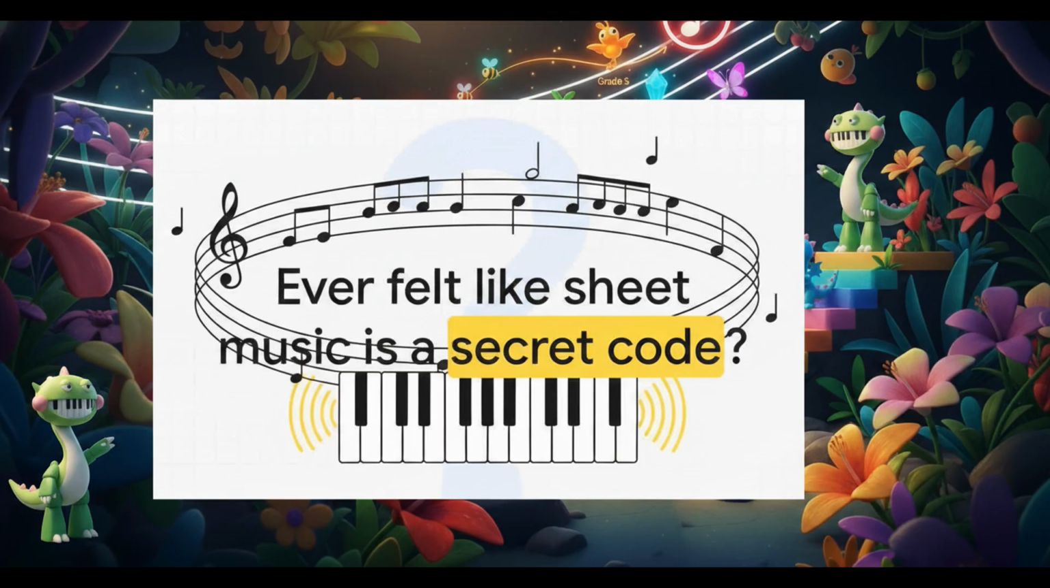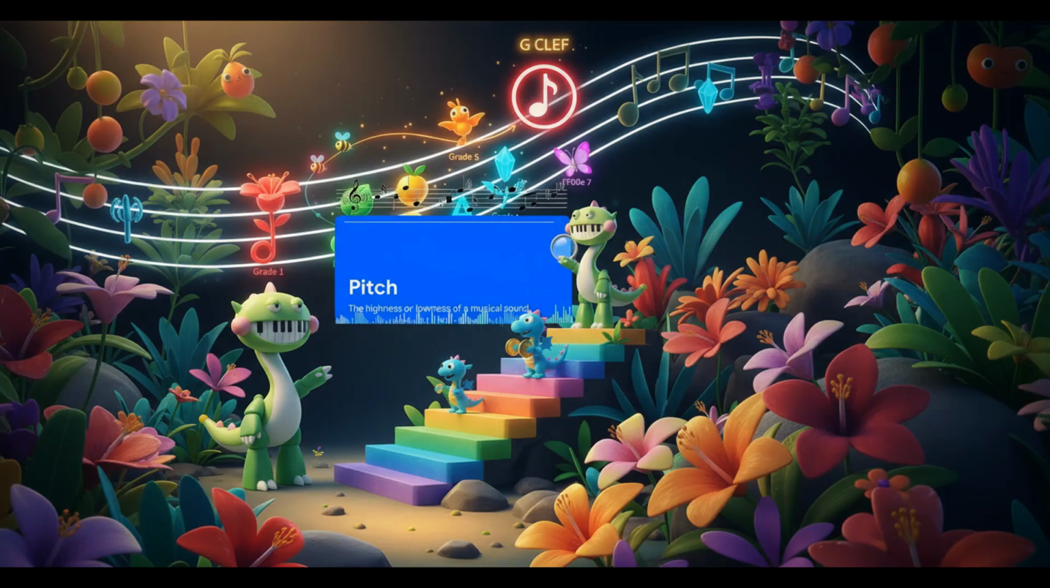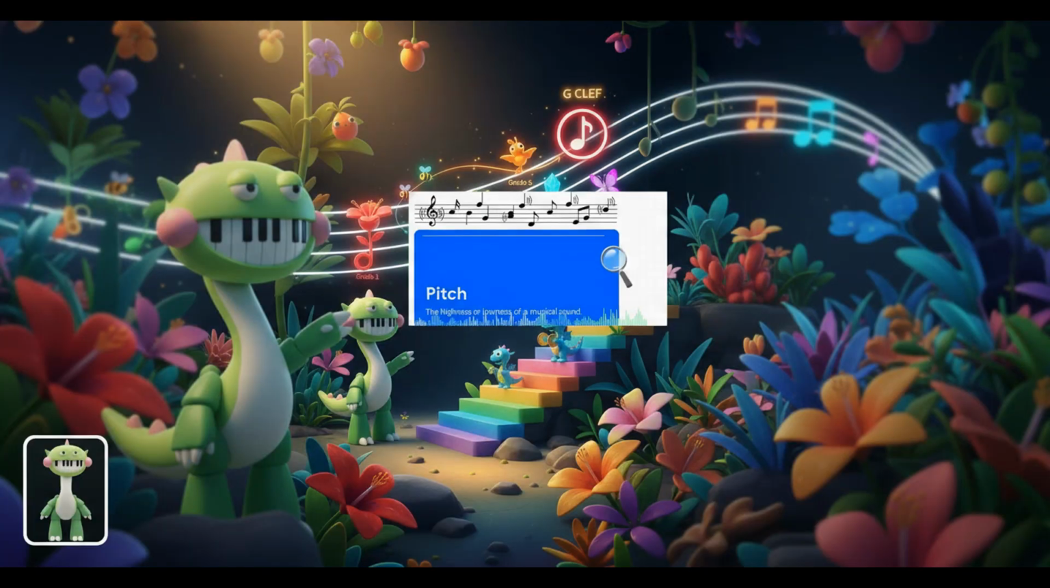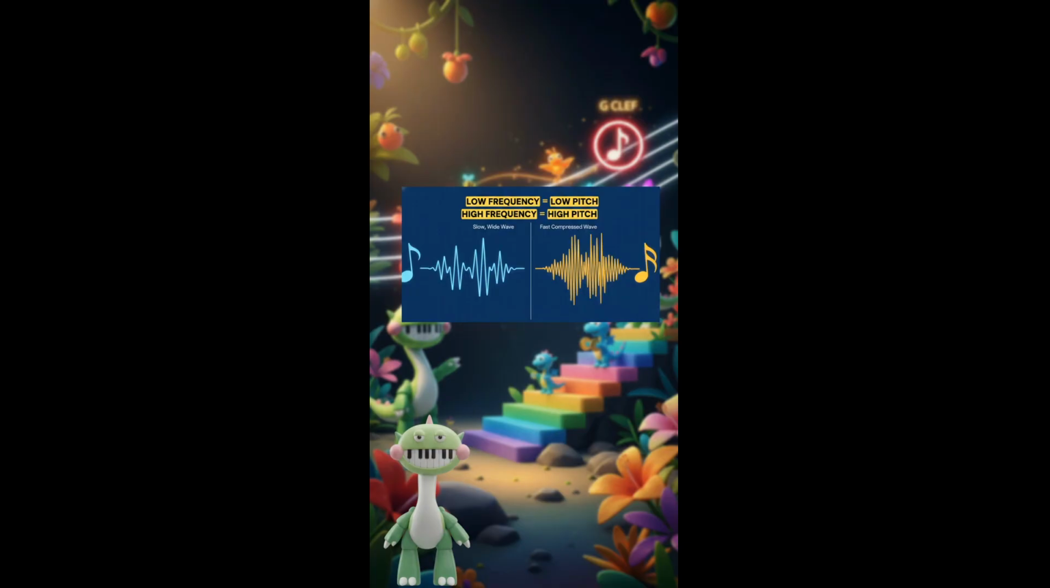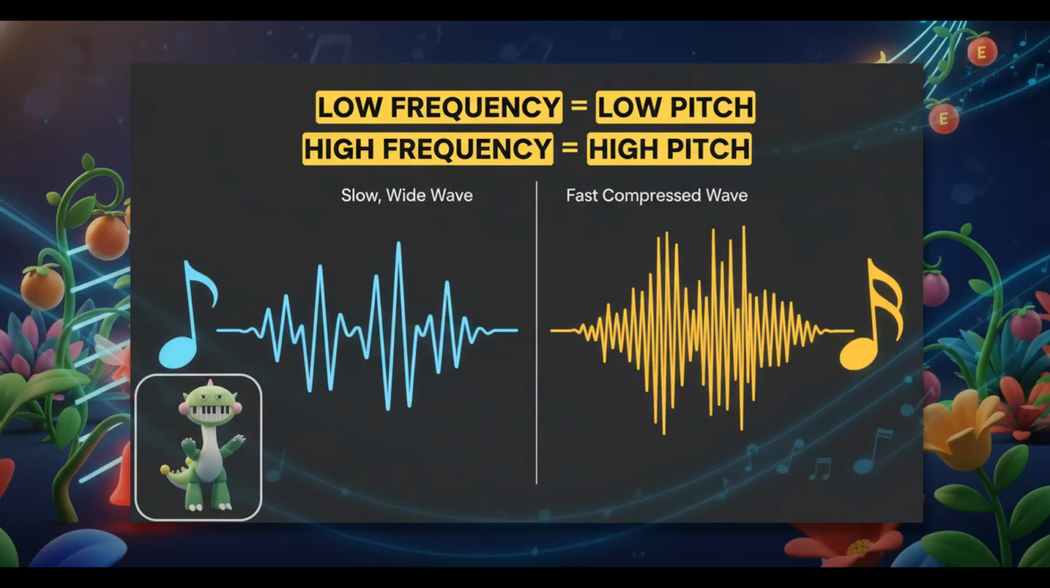So first things first, let's talk about pitch. All it really is, is how high or how low a musical sound is. Super simple. Every one of those little oval-shaped symbols you see on the page, which we call notes, represents a very specific pitch. And if you want to get just a little bit sciencey for a sec, a higher-pitched note has a sound wave with a higher frequency. That means the waves are all bunched up and close together. And a lower note? Well, it has a lower frequency, with waves that are more spread out. It's all connected.